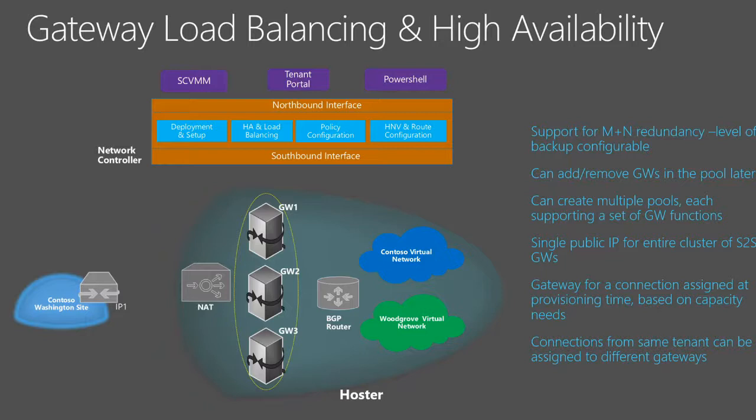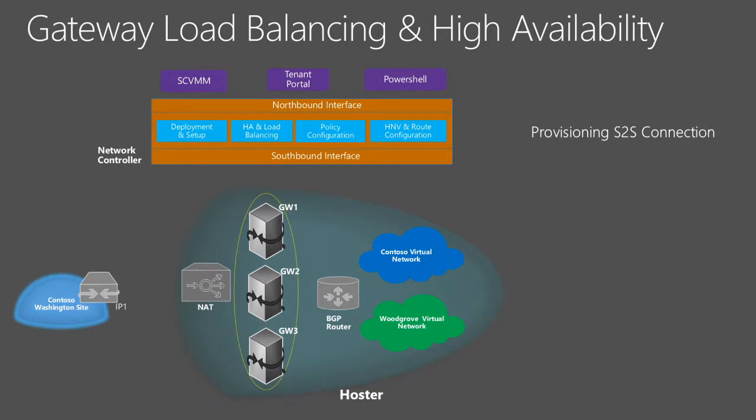Not only can you do this with a single pool, you can also deploy multiple pools. You could have, say, 3 pools, each having a different M+N scheme. One could be doing 5+2, the other 6+3, the third 7+4. On each of these pools, you can run a set of gateway functions. You could do site-to-site on one, VPN on the other, etc. The good part is that for all these pools, for this entire cluster of gateways, all you need is a single public IP. Any connection request that comes in for the gateway gets assigned to a gateway at the time of provisioning, and I'll show you with an animation how all that works.